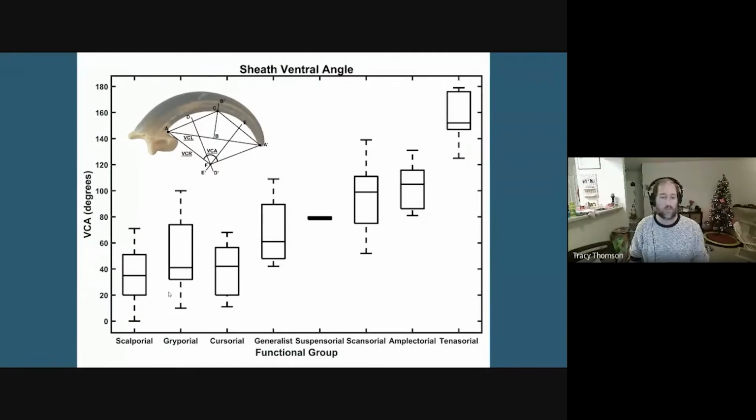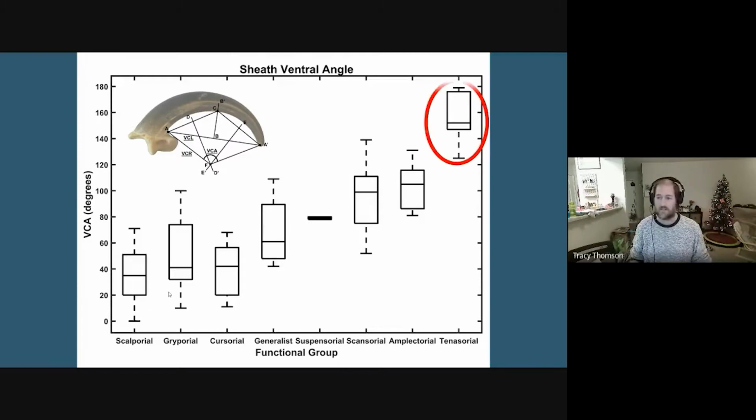So no surprise, I found that as you go from digging animals to cursorials and generalists and on up to ambulatorials and tensasorials, the claw curvature increased. This is what previous workers have found. It's just parsed out into more distinct categories, but the trend and that pattern follows. So there were no surprises there.